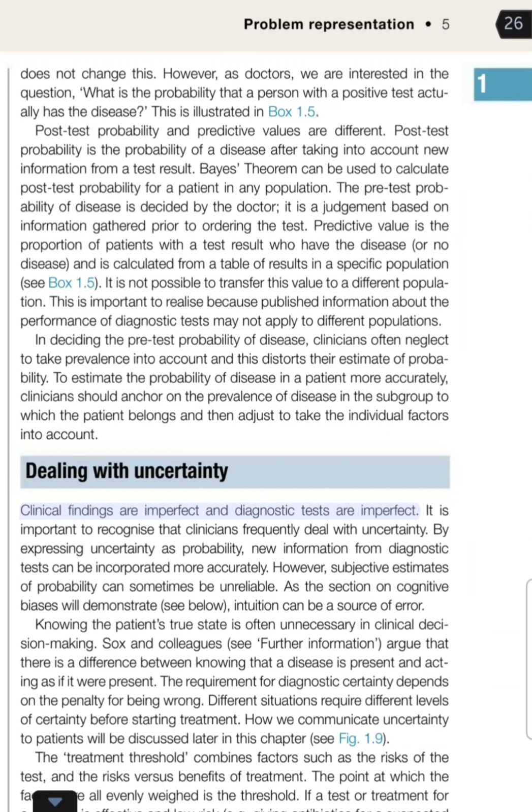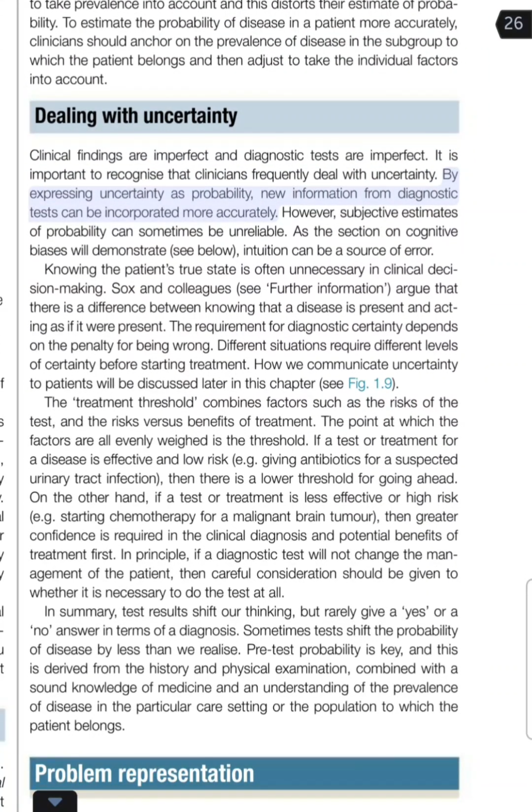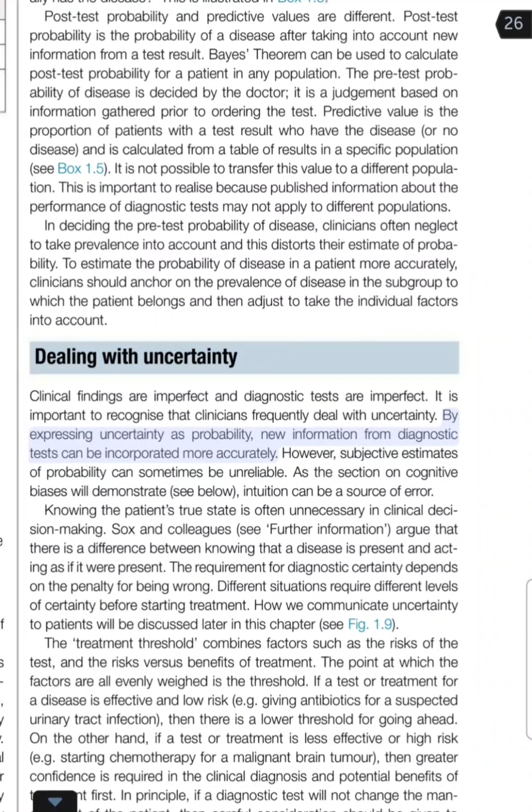Dealing with uncertainty. Clinical findings are imperfect and diagnostic tests are imperfect. It is important to recognize that clinicians frequently deal with uncertainty. By expressing uncertainty as probability, new information from diagnostic tests can be incorporated more accurately. However, subjective estimates of probability can sometimes be unreliable. As the section on cognitive biases will demonstrate, see below, intuition can be a source of error.